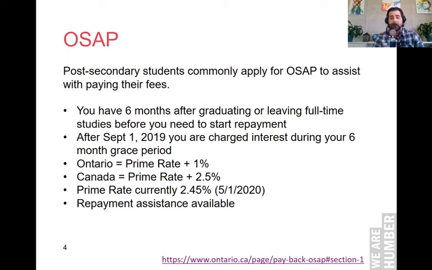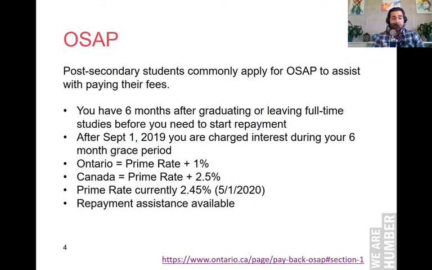Now, the interest rate is something that's important to know for anything that you've taken out a loan on or have sort of debt to or the credit owing on. So for OSAP, the current interest rates are either for Ontario, it's prime rate plus 1%. It's important to know that the current prime rate is 2.45%. So that would be a total of 3.45%. And then Canada is prime rate plus 2.5%. So you're looking at just under 5% there.